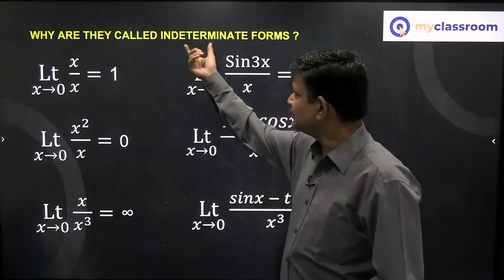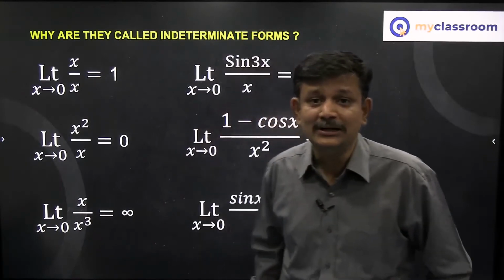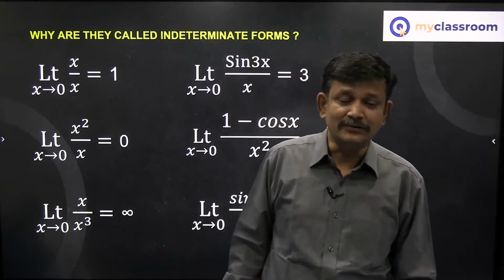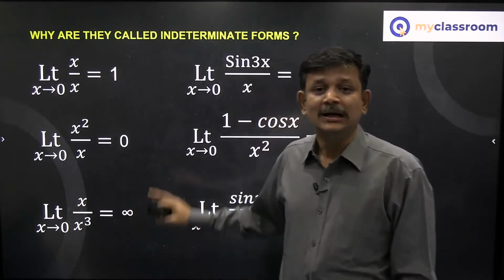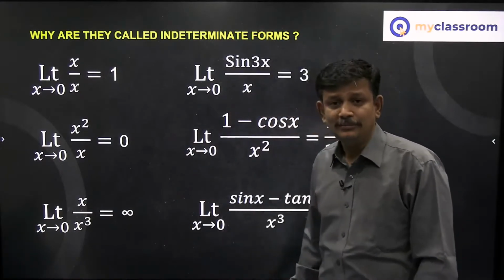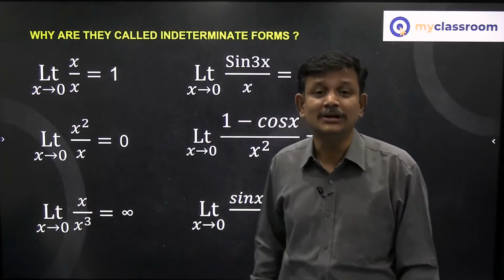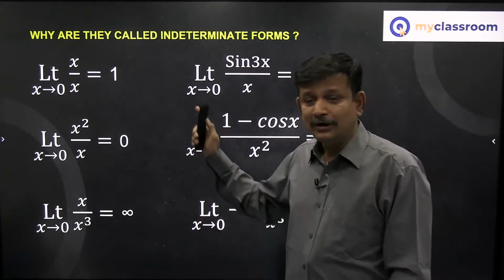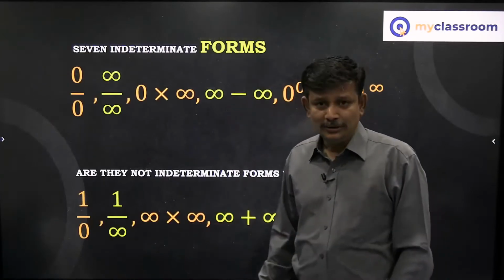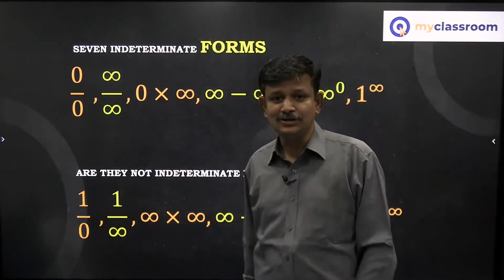So indeterminate doesn't mean that you cannot determine the limit. Of course, we are there to determine the limit, but just by knowing the form without knowing what f of x is, what g of x is, and how they are related, you will not be able to make any conclusion. That is what indeterminate form is, and that is why it is called indeterminate form. Just by knowing that it is indeterminate form, you cannot conclude anything about the final answer. So let us come back to the original question. Why are these 7 indeterminate forms and why are these not?